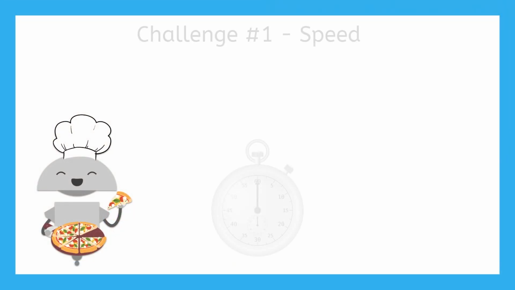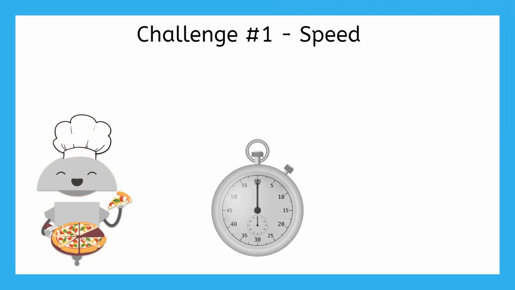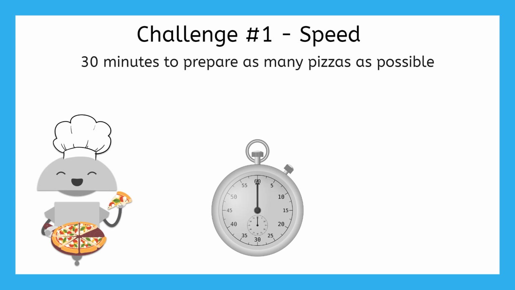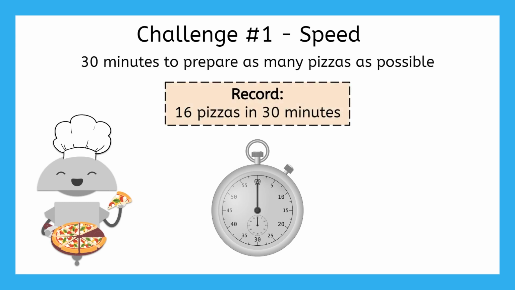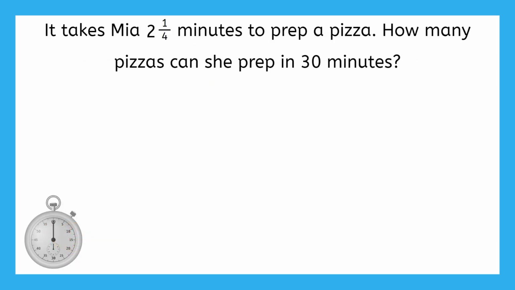The first challenge in the contest is all about speed. Contestants have 30 minutes to prepare as many pizzas as they can. The record to beat is 16 pizzas in 30 minutes. Currently, it takes Mia 2 1/4 minutes to prep a pizza. How many pizzas can she prep in 30 minutes?